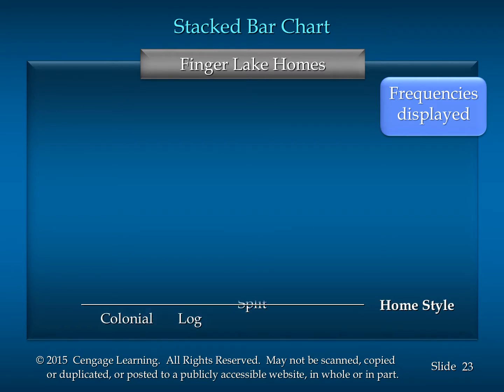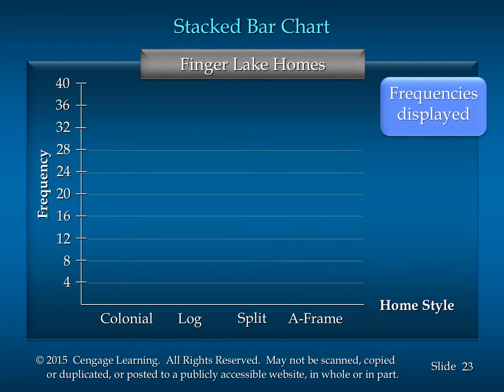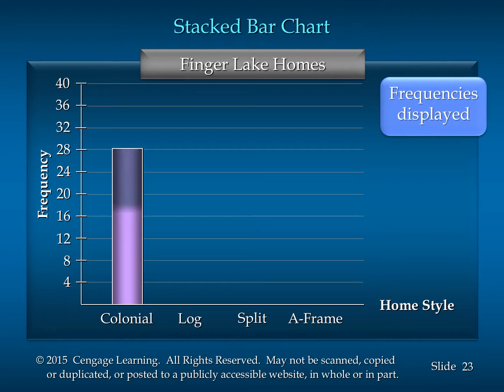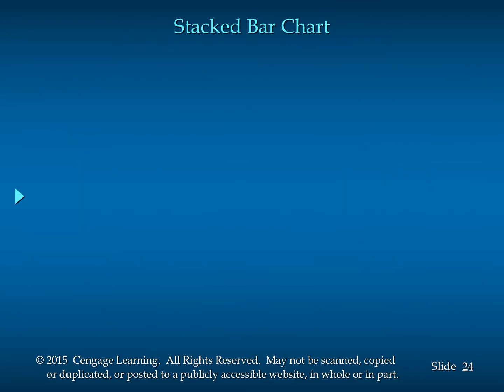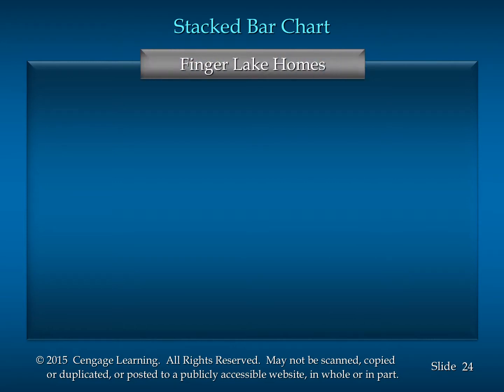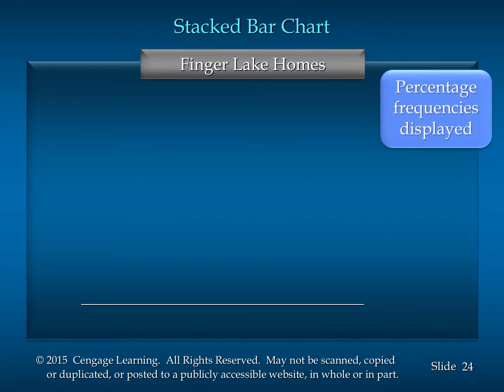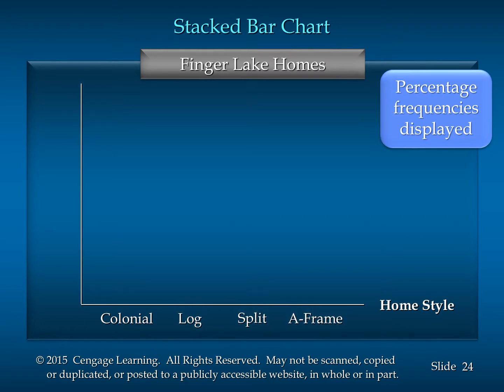So for example, for a colonial style, we see that there is a total of 30 homes, and you can see how it is apportioned between the low price and the high price homes on the same bar. We can also convert a stacked bar chart into percentages, where each stack totals up to 100%.